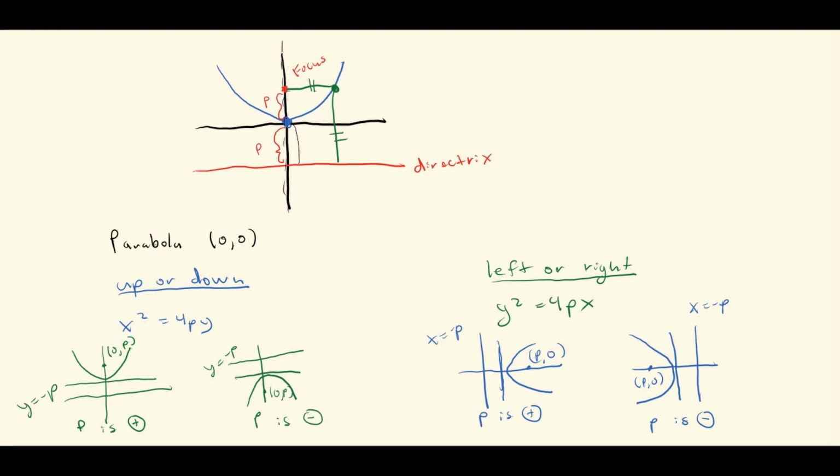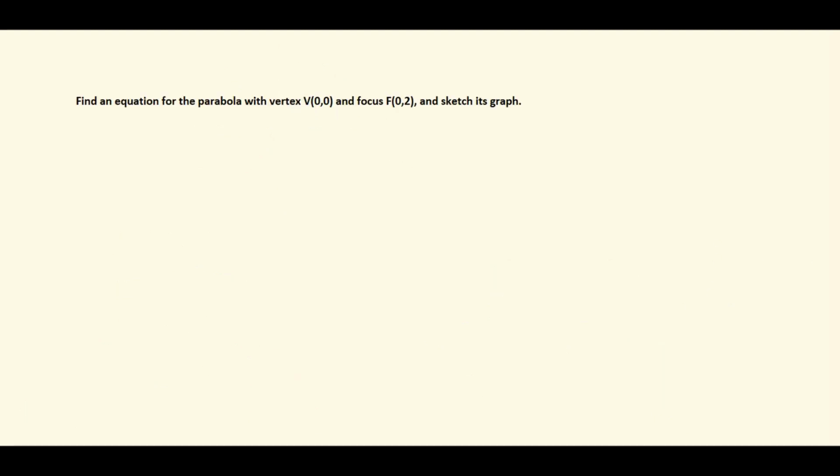But if y is squared, we're not really used to seeing that. So if y is squared, that tells us, okay, it's probably going to be left or right, and it's going to depend on the sign of p, if it's positive or negative. Okay, now that we got an overview, let's practice a few problems.